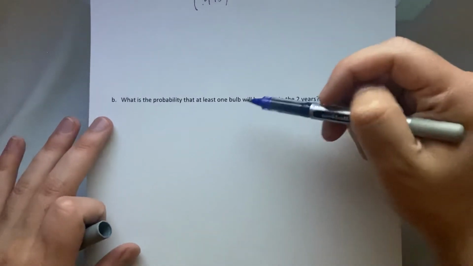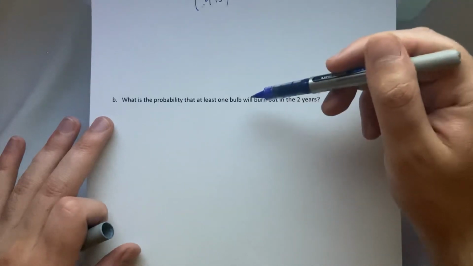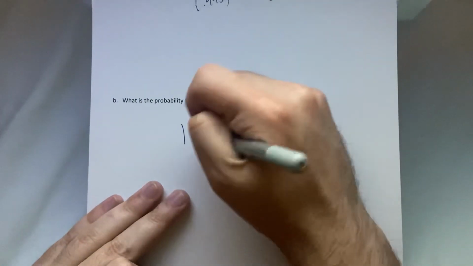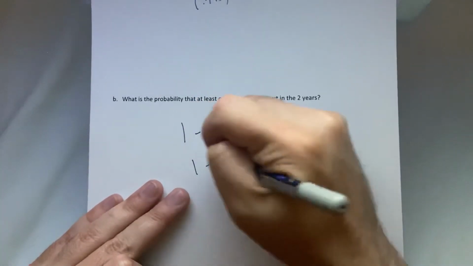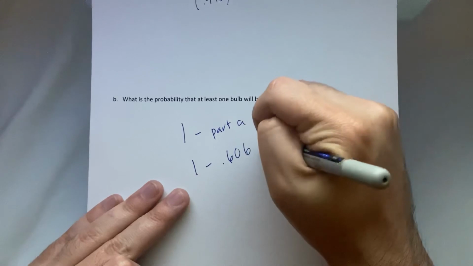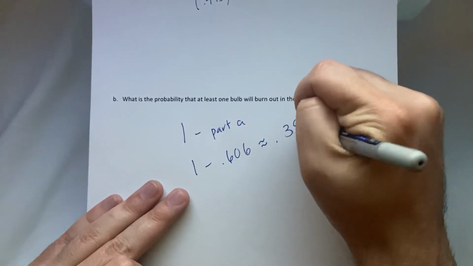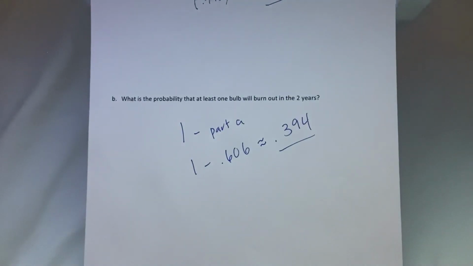What is the probability that at least one will burn out? Remember, at least one, this is all of them will last. This is at least one will not last. Those are opposites, so it's 1 minus part A, up above. So 1 minus 0.606, which is 0.394. And that is it for this section.